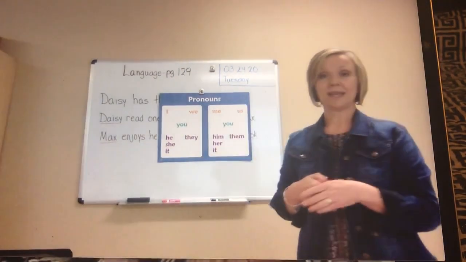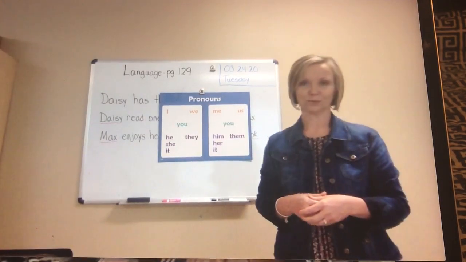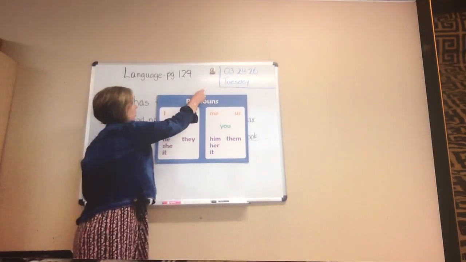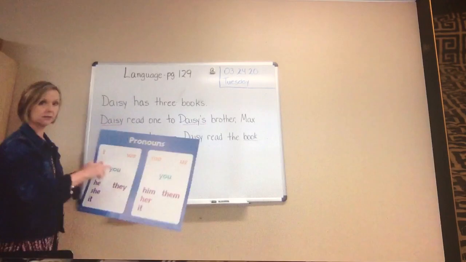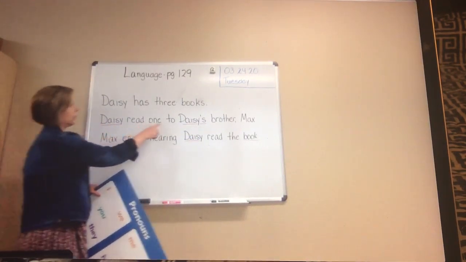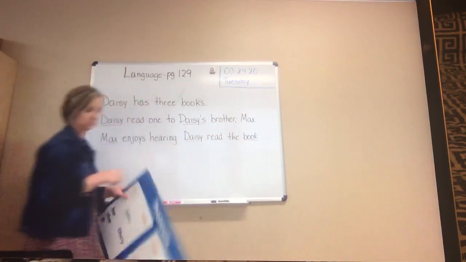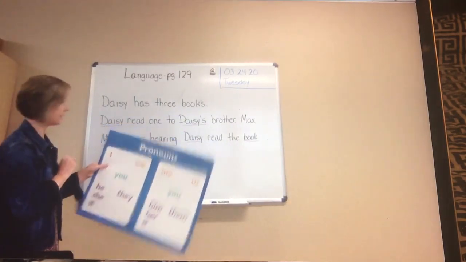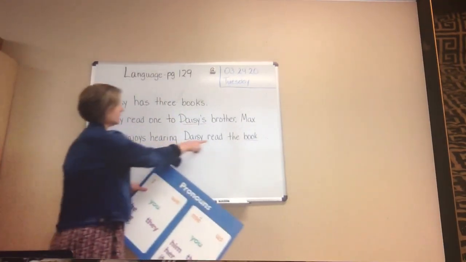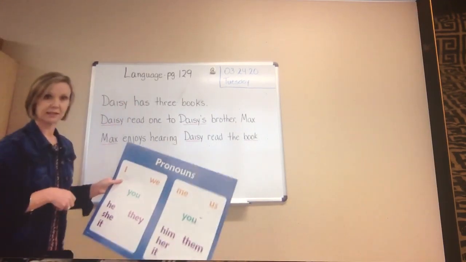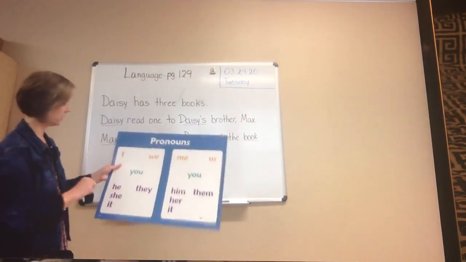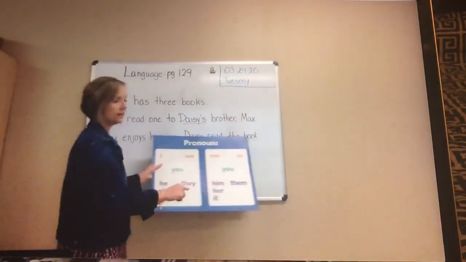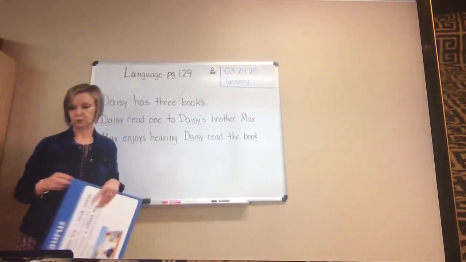So that's where we see how pronouns work. They just take the place of nouns, okay? So back to our sentences on the board, we could replace. She read one to her brother, Max. Max enjoys hearing Daisy read the book. It's a lot of nouns in that sentence, isn't it? We'd be underlining nouns all the way across. He enjoys hearing her read it. So that's how we would use pronouns.